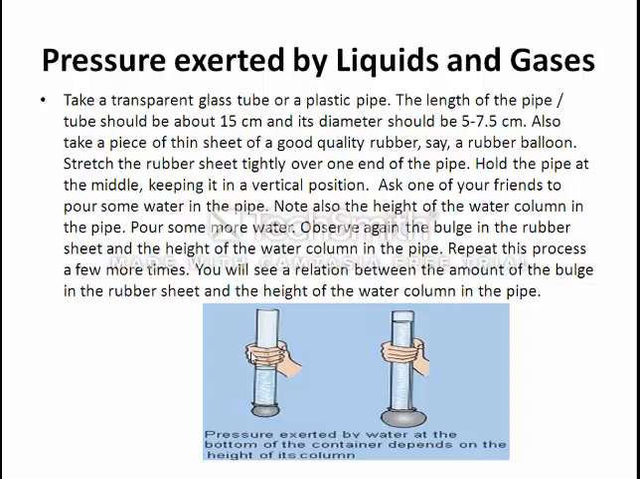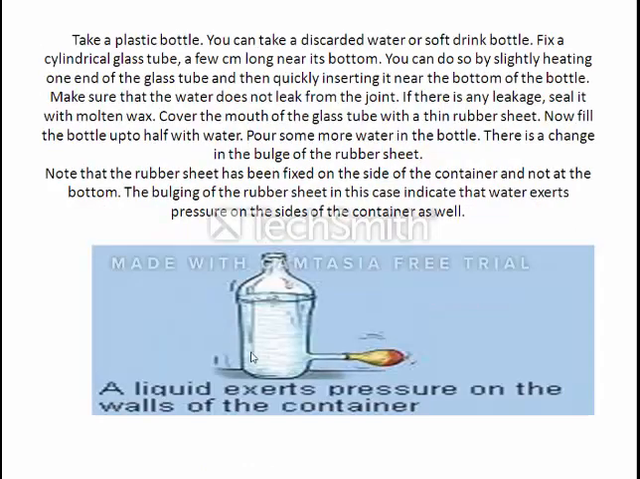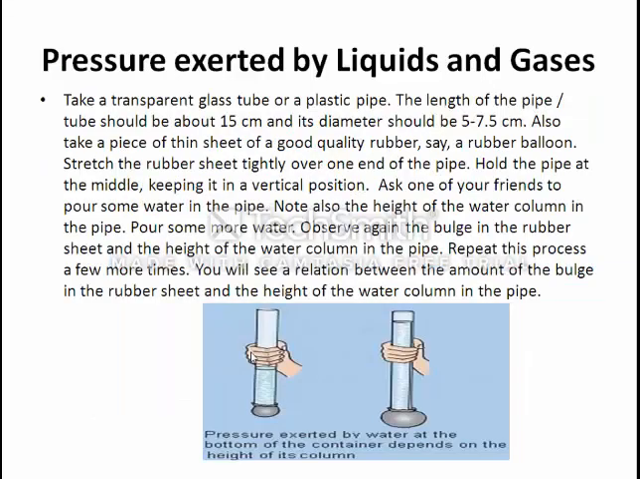So from this experiment, from this activity, we come to learn that the pressure exerted by water at the bottom of the container depends on the height of its column. Okay, now in the next class we will see that a liquid exerts pressure on the wall of the container. This activity we will see in our next video lecture.